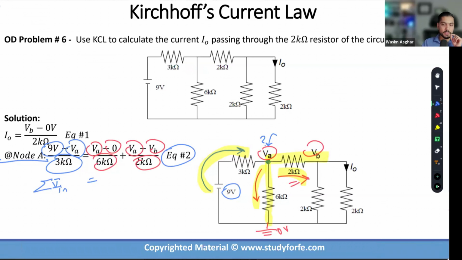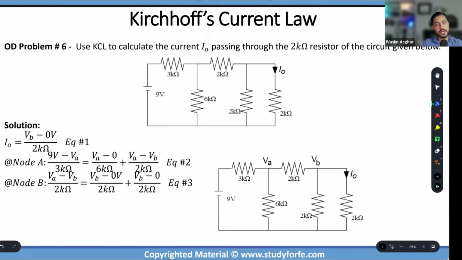Now, this is where students make mistakes. When they go about writing the nodal equation for the second node, what they end up doing a lot of times is that they reverse the direction.